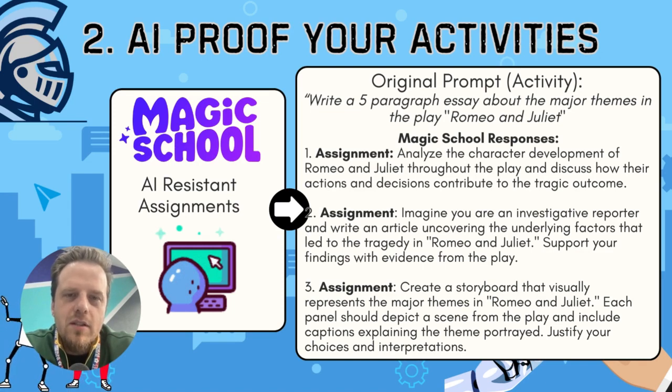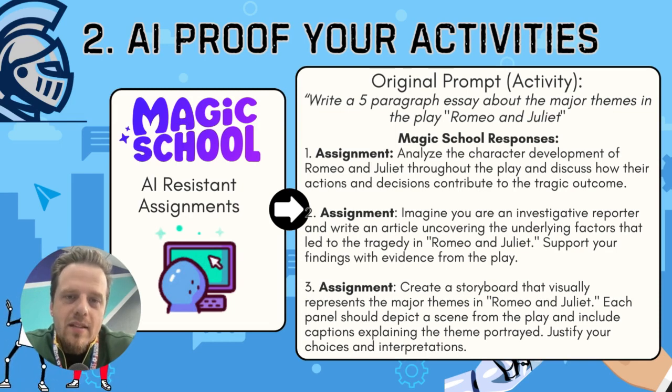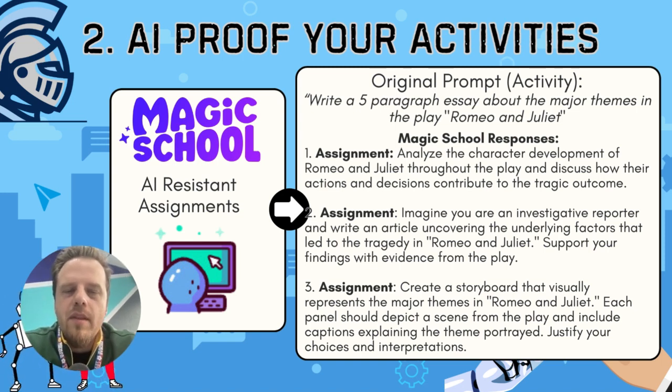So the first assignment suggestion was analyze the character development of Romeo and Juliet throughout the play and discuss how their actions and decisions contribute to the tragic outcome. So that's more of an in-class discussion. The next assignment, imagine you're an investigative reporter and write an article uncovering the underlying factors that lead to the tragedy in Romeo and Juliet. Support your findings with evidence from the play.